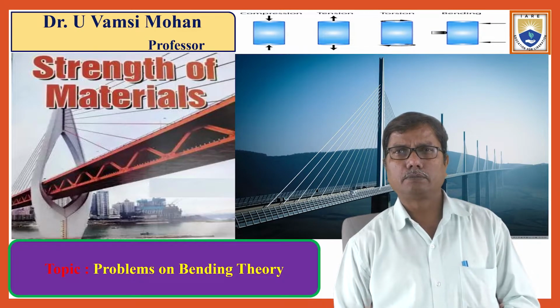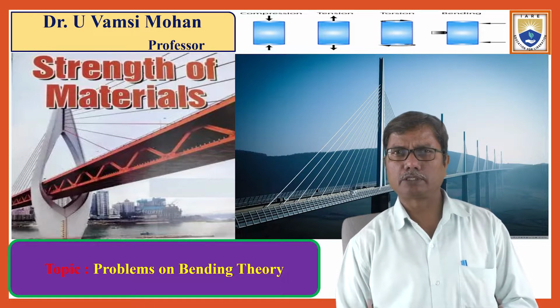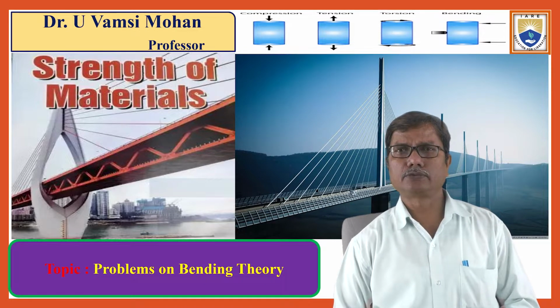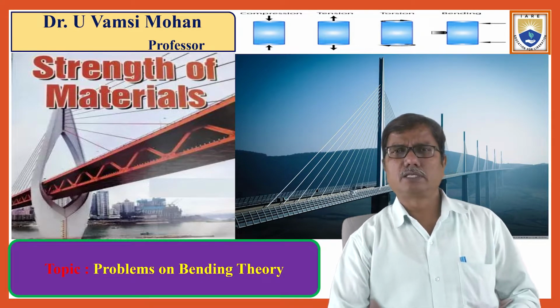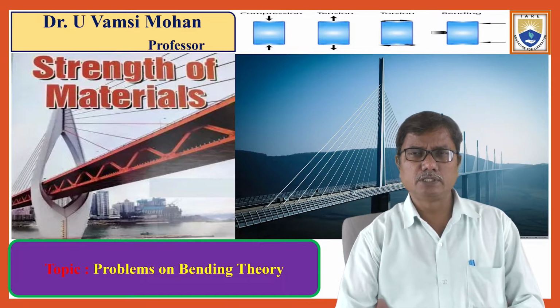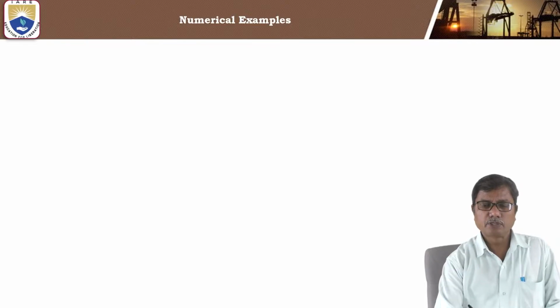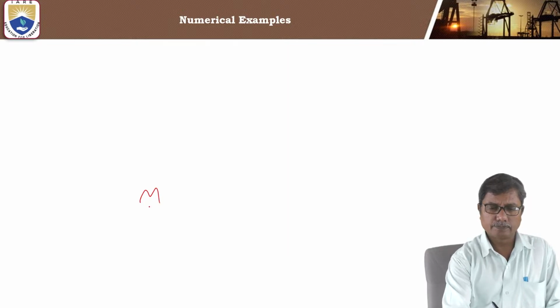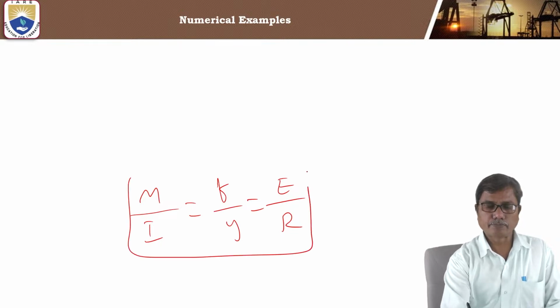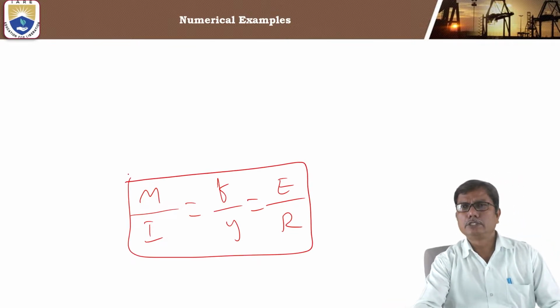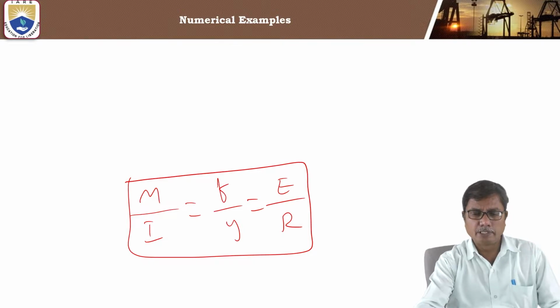In today's session, we will be discussing some numerical examples on the theory of simple bending. In the last session, we discussed the theory of simple bending, which says that M by I equals F by y equals E by R. This is the equation of simple bending based on assumptions.